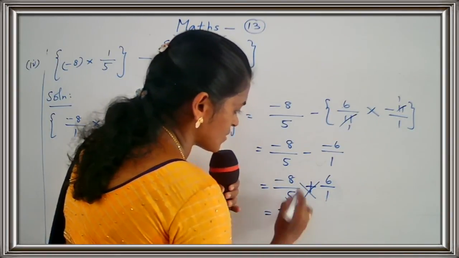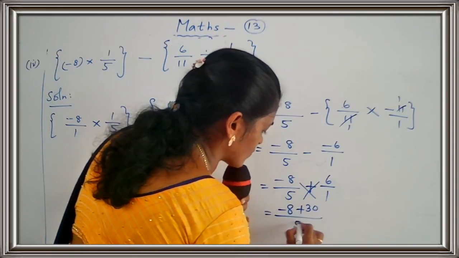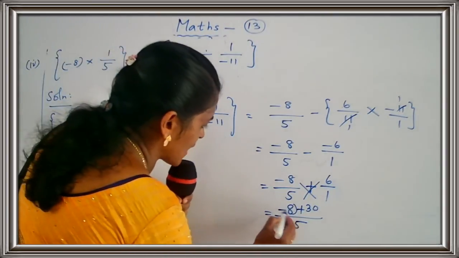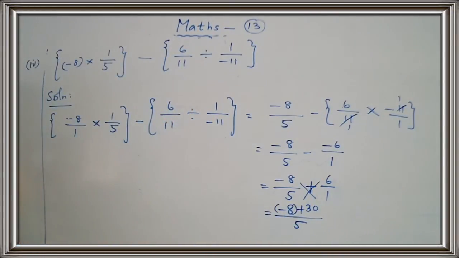Nalla gnabagam vachukko, addition. In addition, listen carefully, children. In addition, first of all, you check the denominator. Suppose the denominators are the same, no problem. We have to add only the numerators over the denominator. Then next, suppose your denominators are different. We follow two methods: one is LCM and the other is the cross multiplication method.